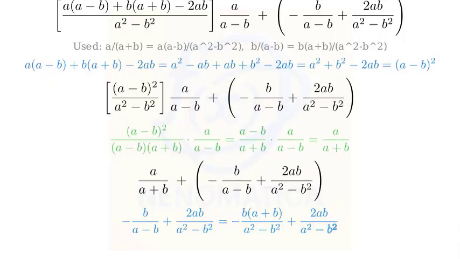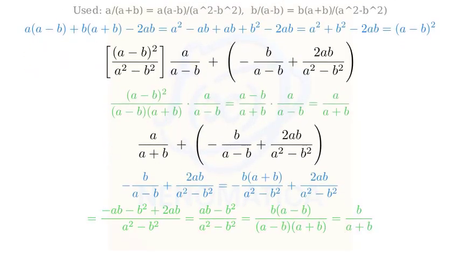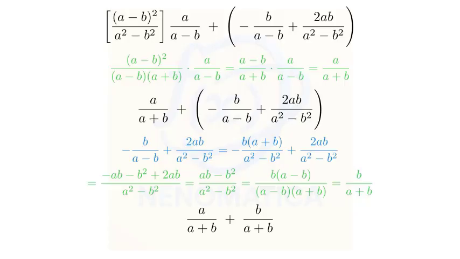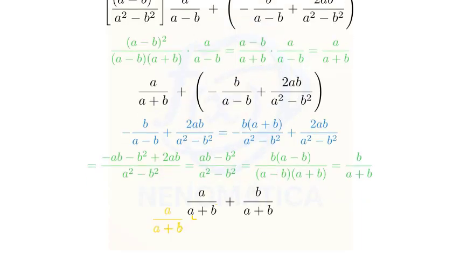We carefully turned opposite sign denominators into a common form, combined terms, expanded and factored, then canceled to reveal a clean result. The entire expression simplifies to 1.